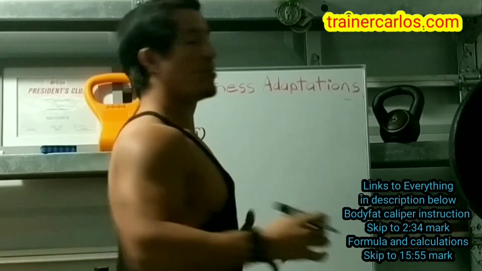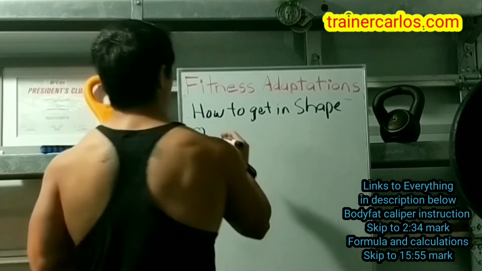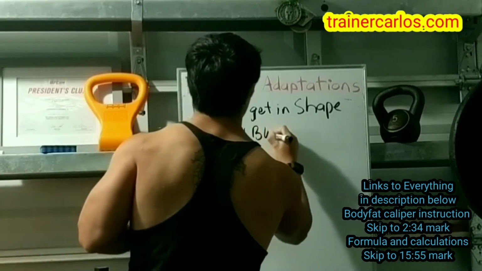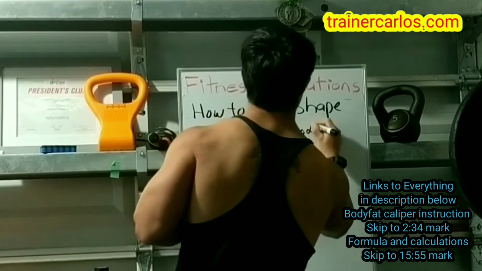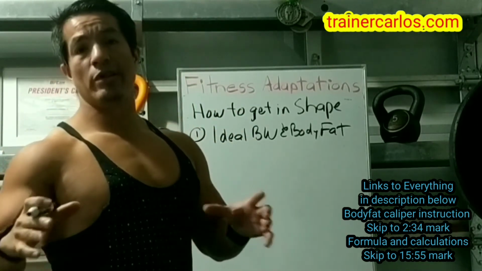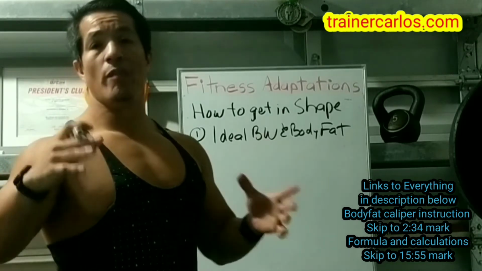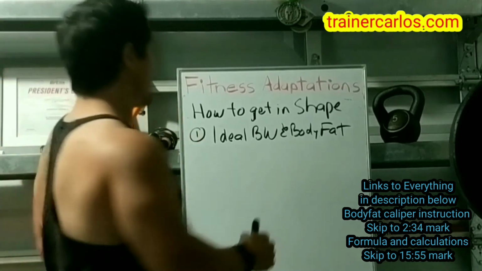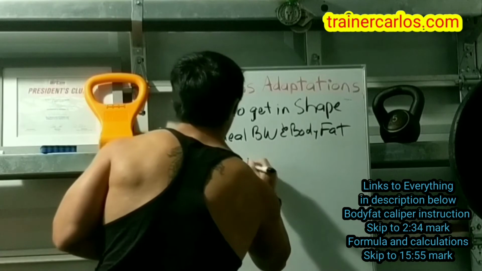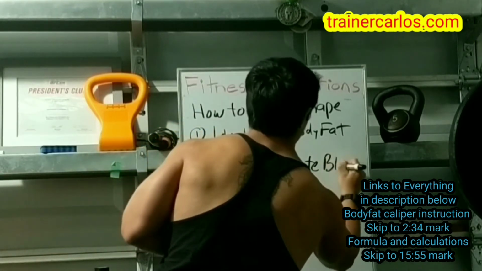This is a three-part series of how to get into the best shape of your life. Video number one is about your ideal body weight and body fat. In that video, I'll give you a guide of what your ideal body weight should be, what your ideal body fat should be, and that's going to come in handy in video number three. Video number two is how to calculate your body fat.